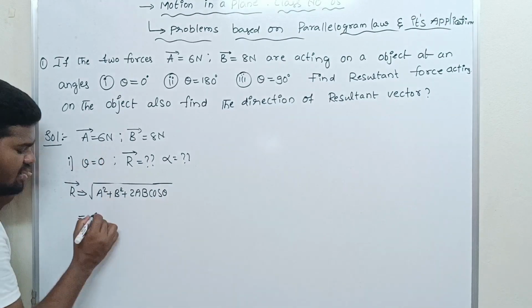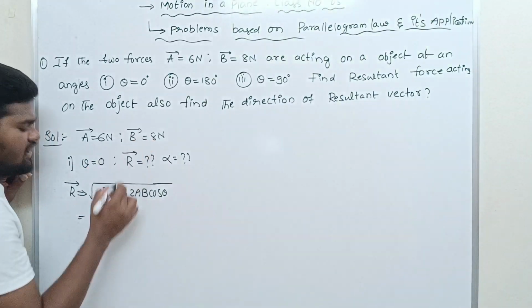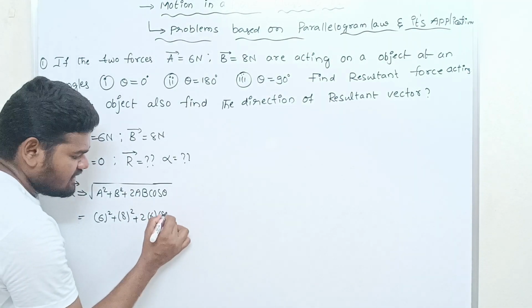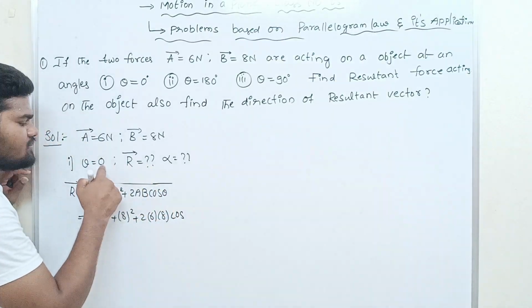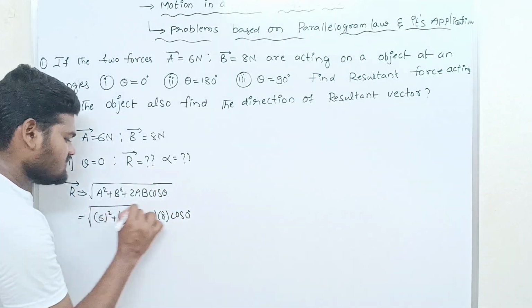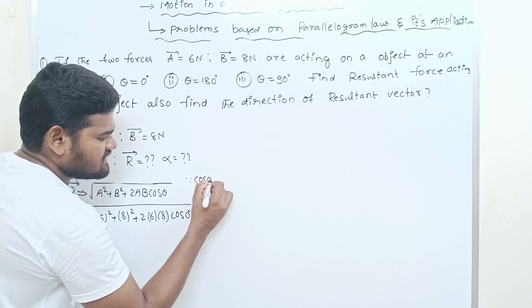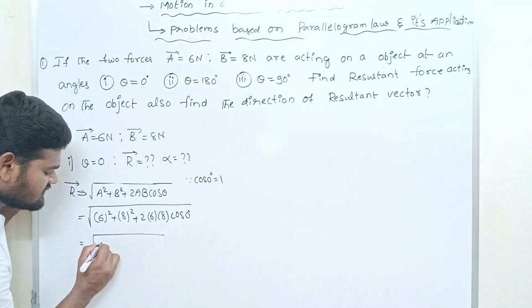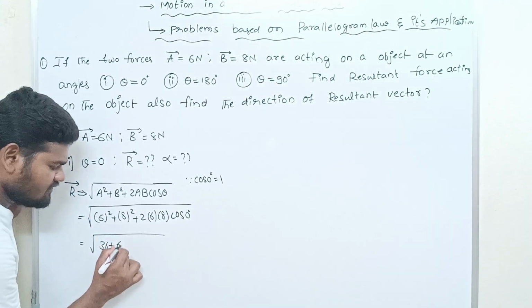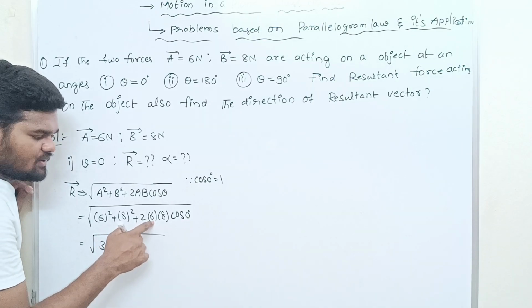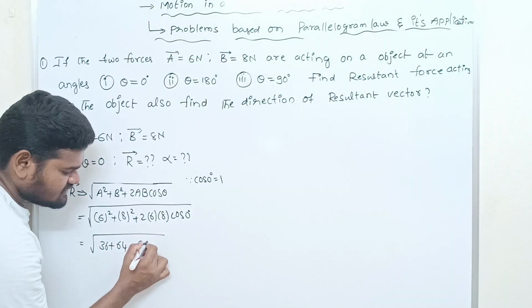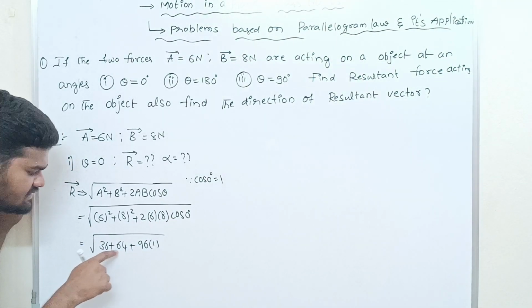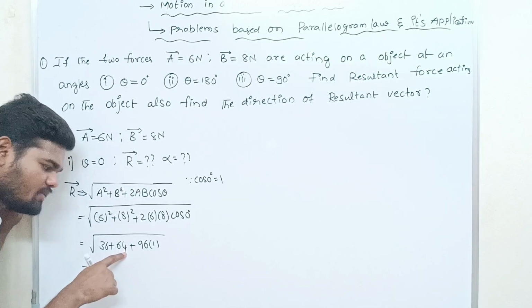What is the value of A? 6 square plus B, 8 square, plus 2 into A, 6, into B, 8, into cos theta, where theta is 0 degrees. The value of cos 0 degrees is equal to 1. Under root of 6 sixes are 36, 8 eights are 64, plus 2 sixes are 12, 12 eights are 96, cos 0 is 1, so 96. 36 plus 64 is 100, 100 plus 96.